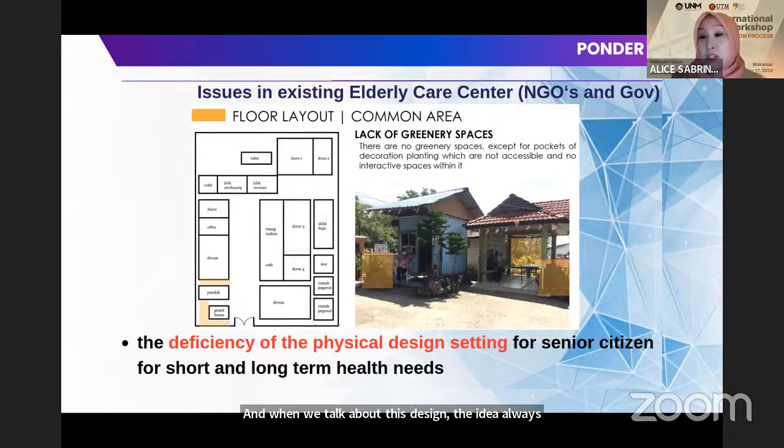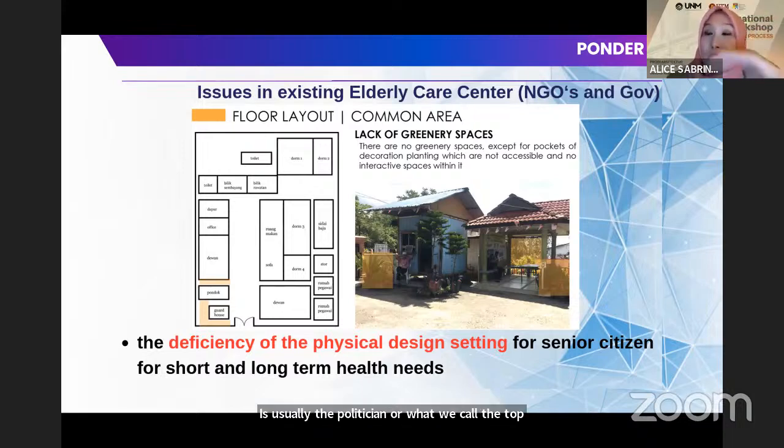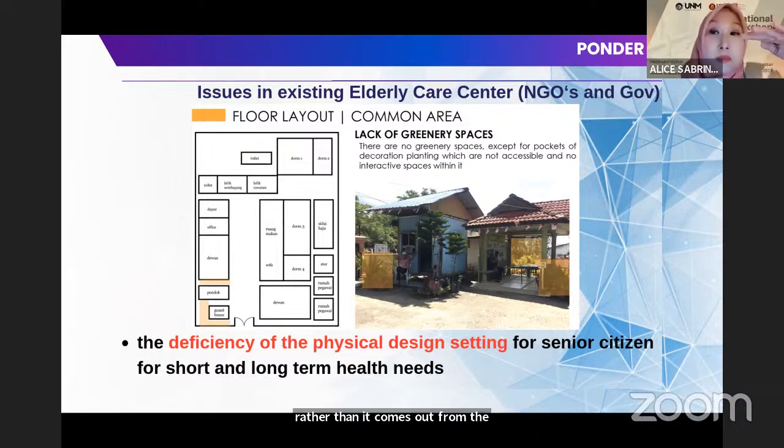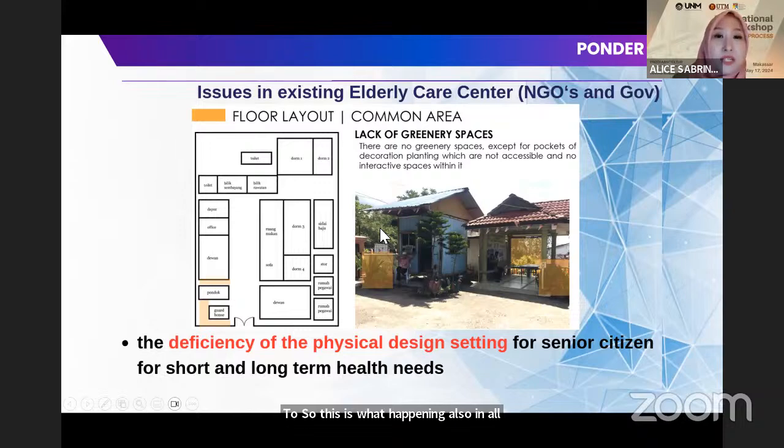And I think Indonesia is also facing the same situation, right? If you have an architecture project, it is usually the politicians or the top management who handle the project. And all decisions always go back to the government rather than coming from a bottom-up approach, from society or from the mass populace. So this is also what is happening in all the nations that we know as well-developed countries.